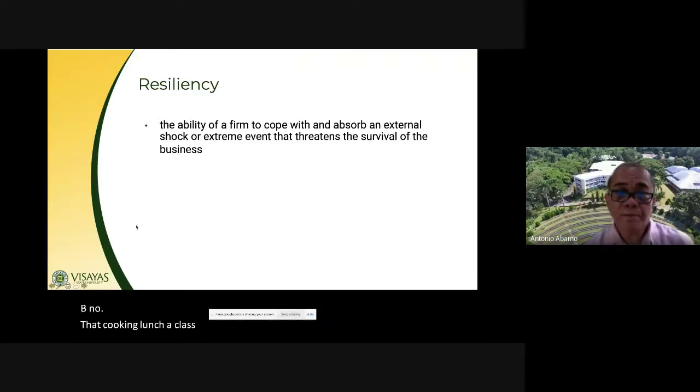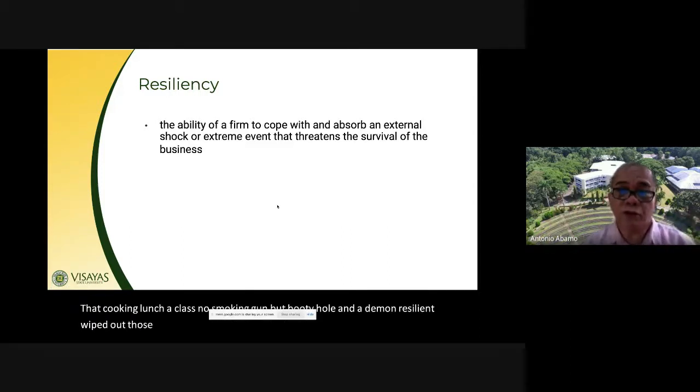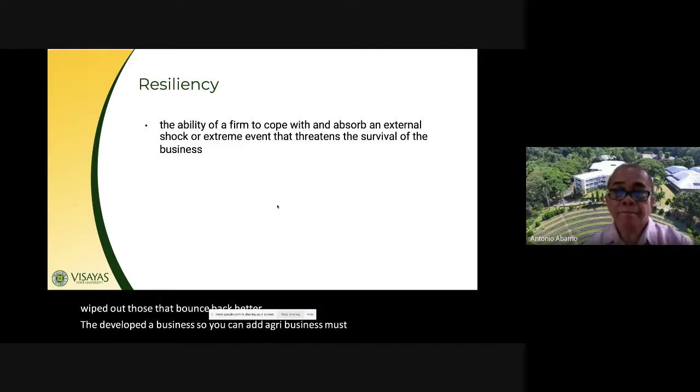So, when Yolanda hit, they were not resilient. Wiped out. Those that bounce back better went back to business. So agribusiness must be resilient, because especially in the Philippines, we are on the front line of disasters.